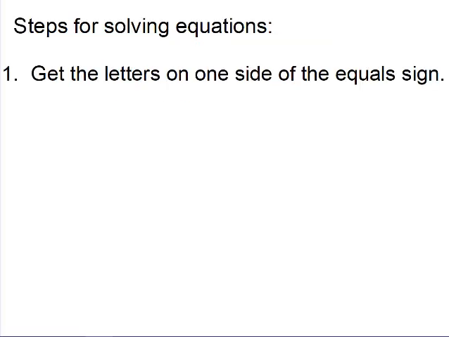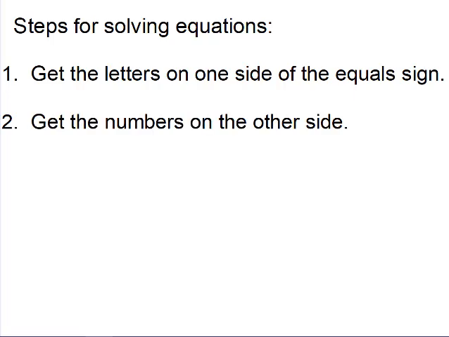Well, first thing is we need to get our letters on one side of the equal sign. Okay, and we do that by adding its opposite. The second thing we need to do is get the numbers on the other side, which we do the same thing. We add the opposite. And then last but not least, we solve.